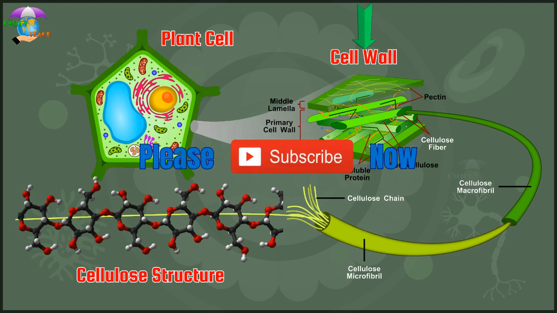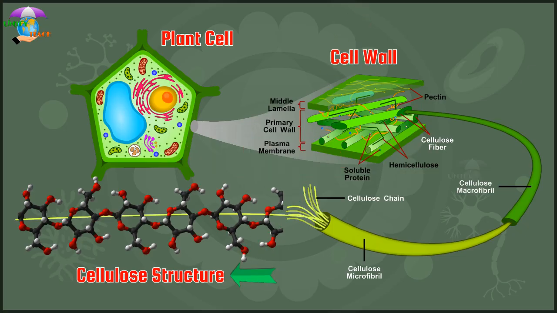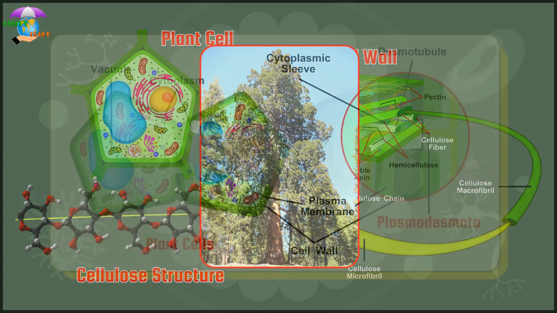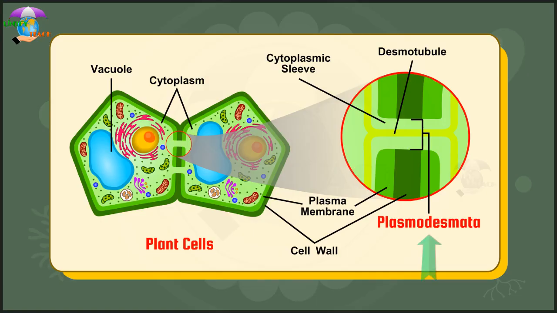The cell wall is formed from various compounds, the main one being cellulose. Cellulose helps to maintain the shape of the plant cell. This allows the plant to remain rigid and upright even if it grows to great heights. Each cell is interconnected with its neighboring cells through openings called plasmodesmata.